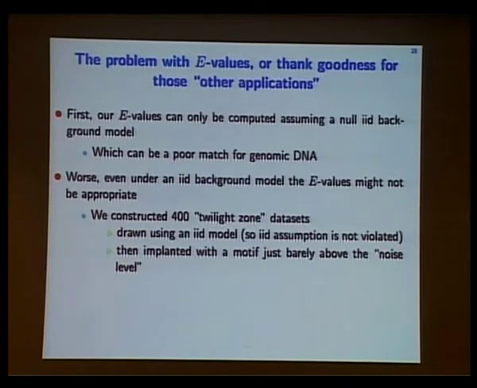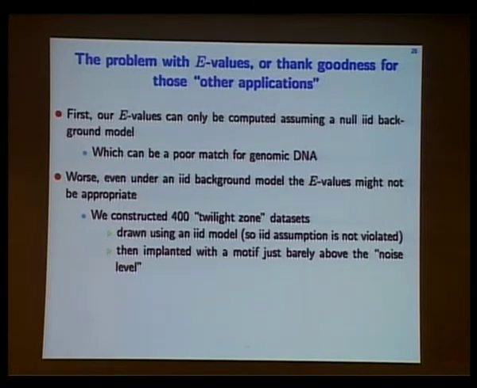But worse, much worse than that, even if you know that your background is IID, the e-values might not give you the right thing you're looking for. And how do I know that? It's because we did these simulations where we constructed 400 what we call twilight zone data sets, and I'll say in a second what that means.